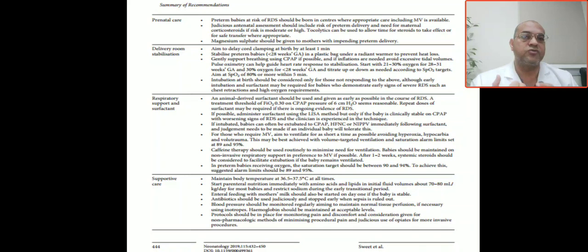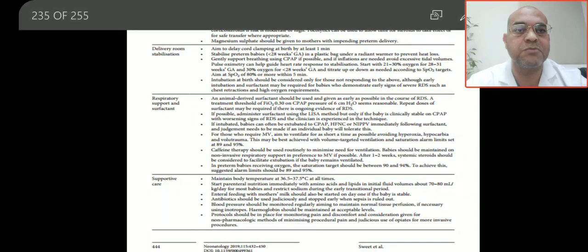First of all, you have to treat this patient prenatally. This is the management of RDS: perinatal care, then delivery room stabilization, which is the NRP, and postnatal respiratory support, surfactant, and supportive care. The prenatal care will have 4 issues, to maximize this one.